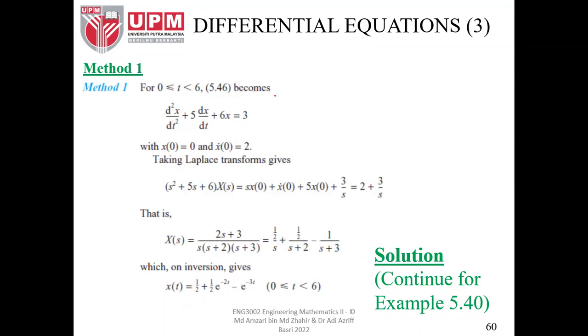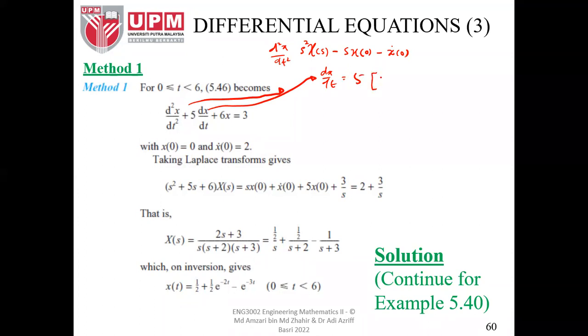Previously we learned in differentiation that when you have d squared x, your Laplace transform will be s squared X(s) minus s x(0) minus x dot(0). This is for d squared x over dt squared. The second one will be dx over dt, which we have learned previously. Your function will be 5 times s X(s) minus x(0).